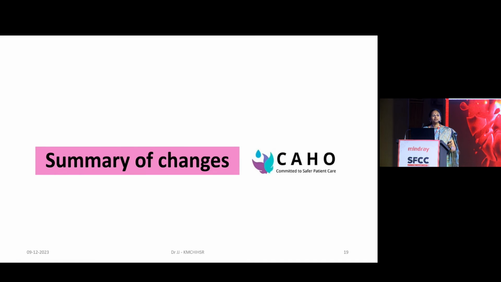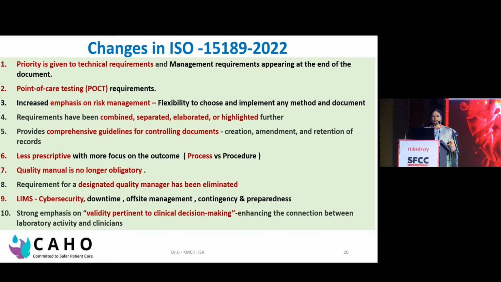Quickly looking at the summary of changes that we see. The priority is for the technical requirements on how you perform the test, and the management requirements now appear at the end of the document only. POCT is a requirement, with emphasis on risk management. However, flexibility is given in how you choose and implement them, what method you choose, and how you document. So it's up to you. You can choose whichever method you want.